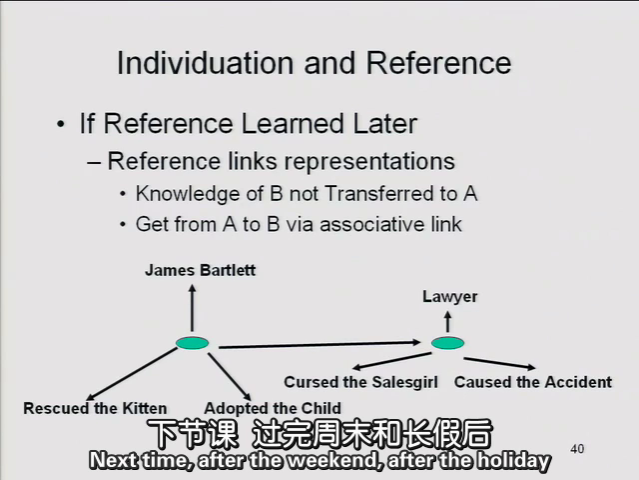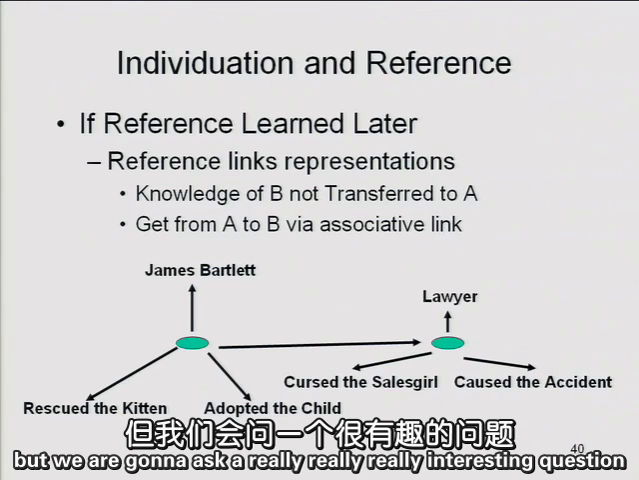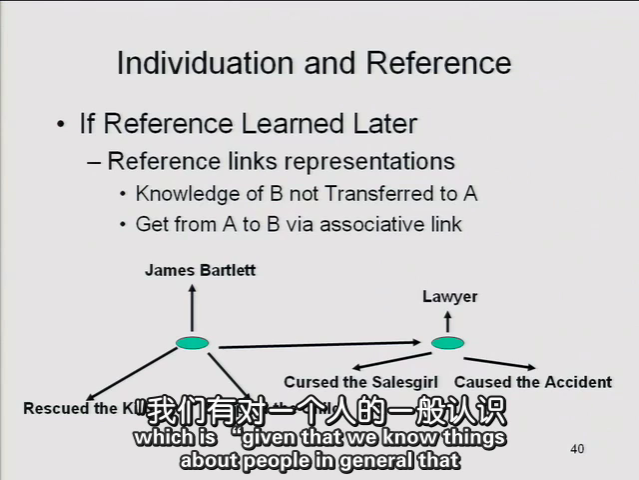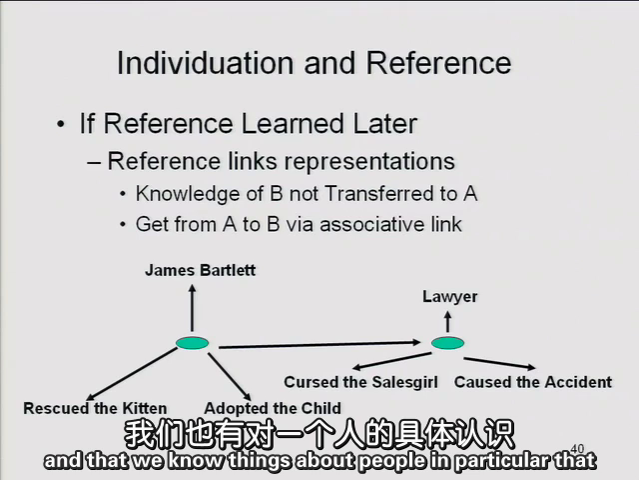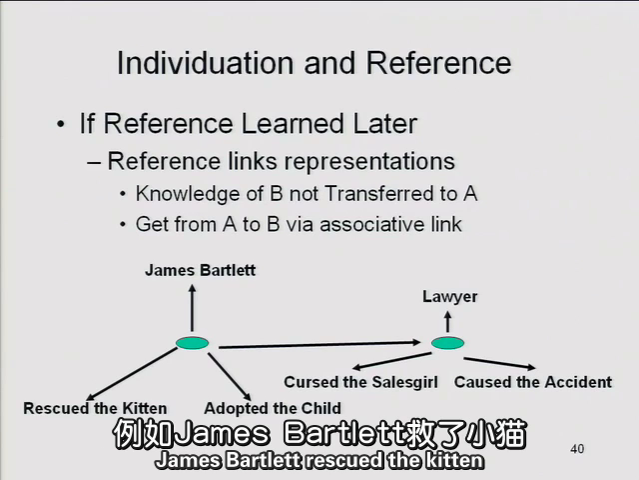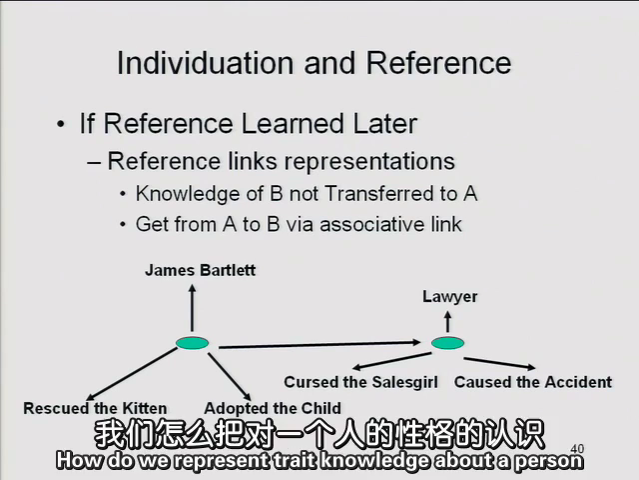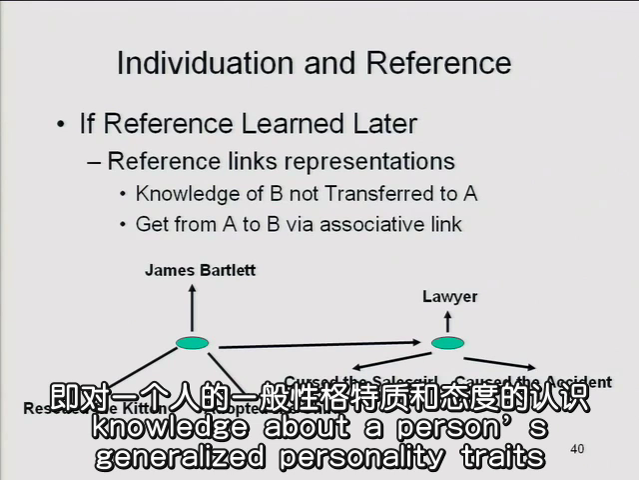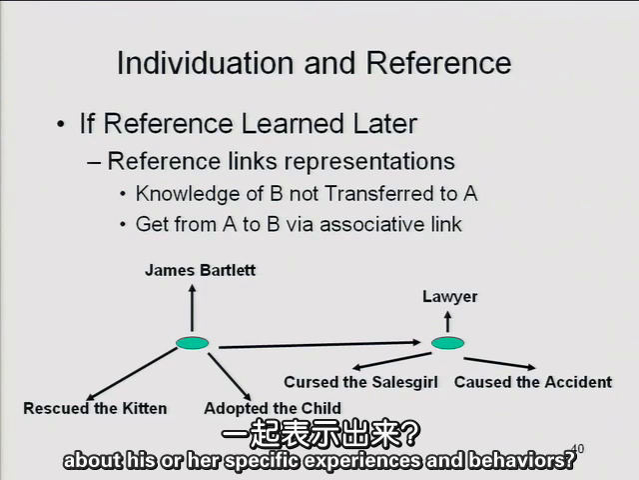Next time, after the weekend, after the holiday, we're going to continue this, but we're going to ask a really interesting question, which is, given that we know things about people in general, that James Bartlett is kind and James Bartlett is ambitious, and that we know things about people in particular, that James Bartlett rescued the kitten and that James Bartlett went up early for tenure, how do we represent trait knowledge about a person, knowledge about a person's generalized personality traits and attitudes, together with knowledge about his or her specific experiences and behaviors?